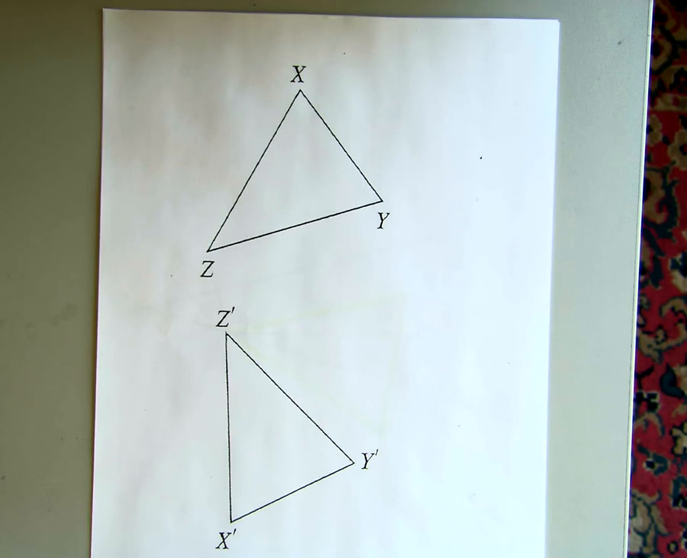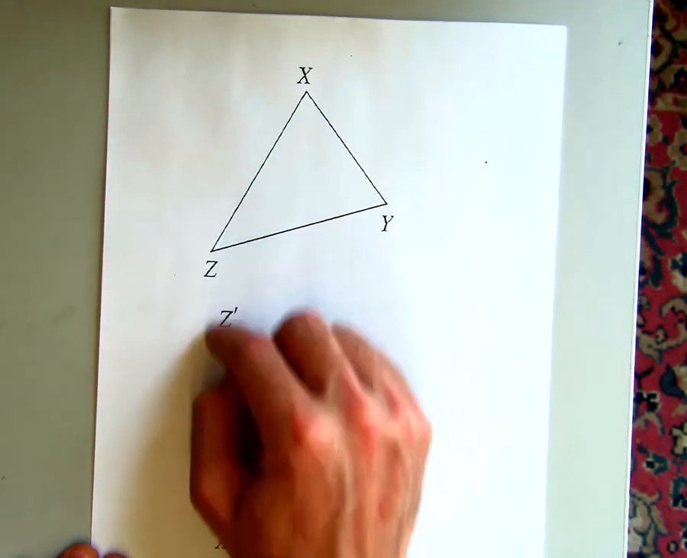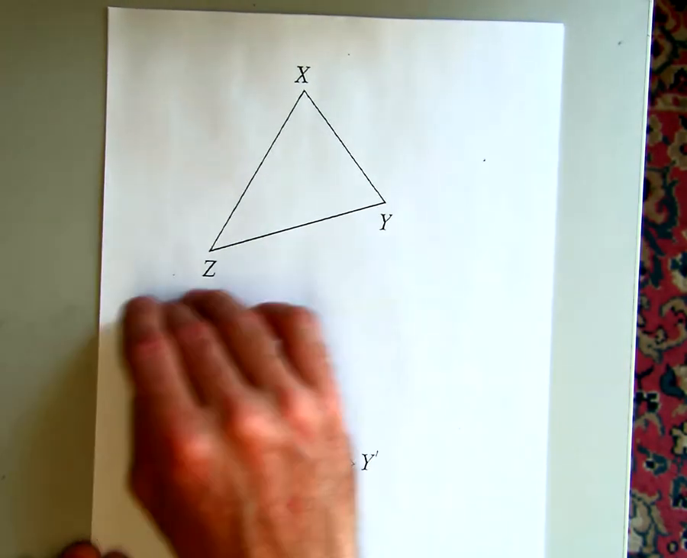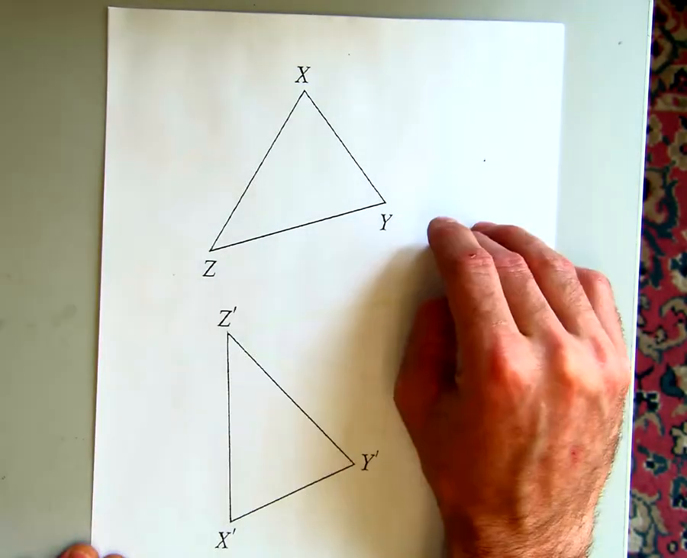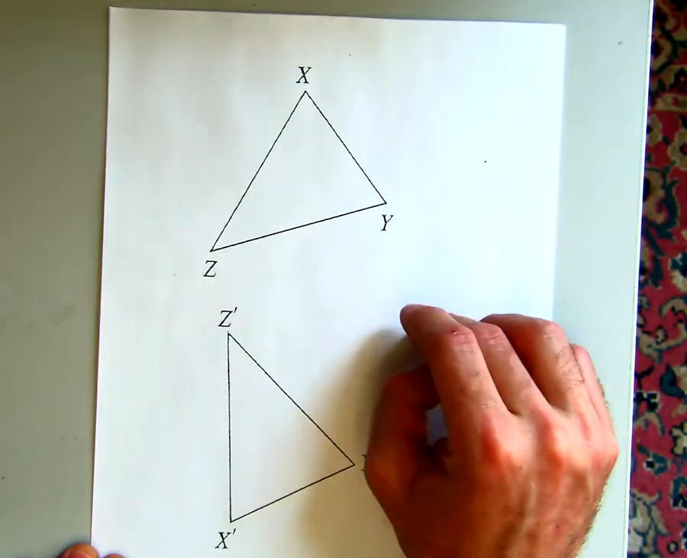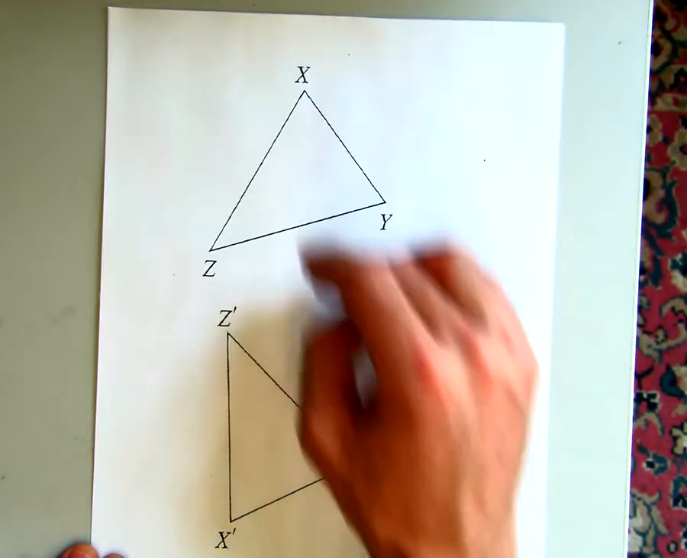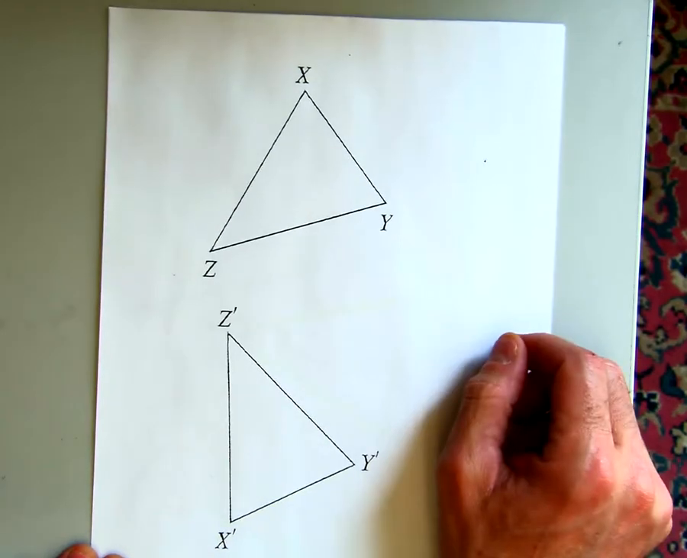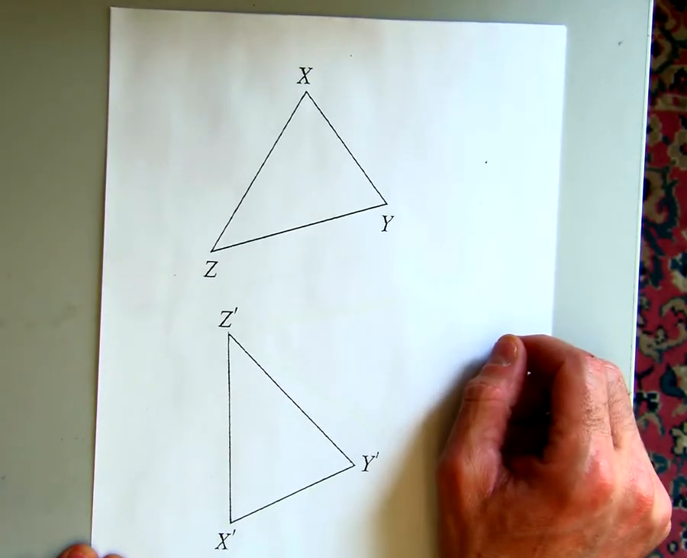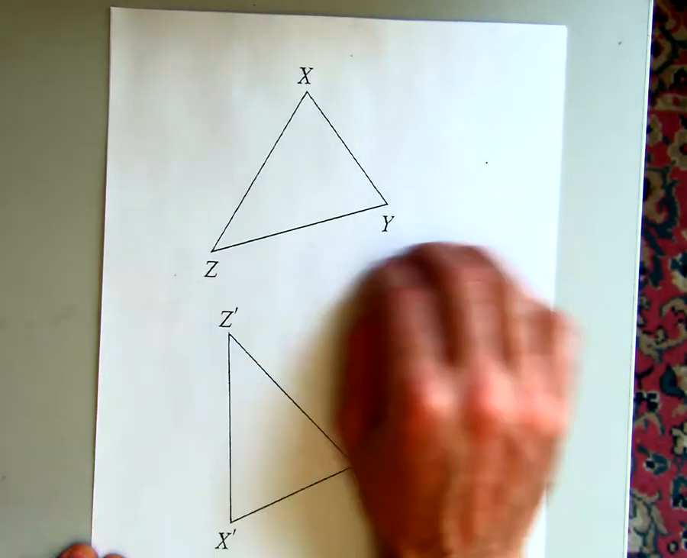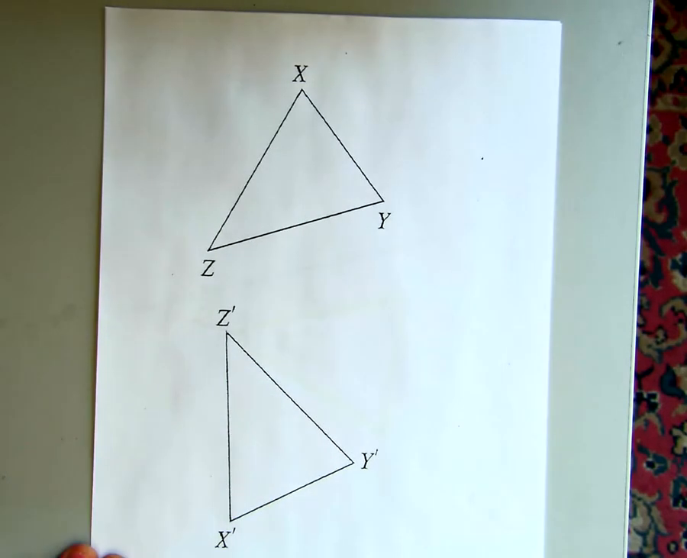Now, right away, it should be pretty apparent that this is not a reflection itself. The reason being that Z and Z', if we perpendicularly bisected that segment right there, then Y would go someplace like here, and X would go someplace like here, and it doesn't look like that's going to work. So it certainly isn't a pure reflection.